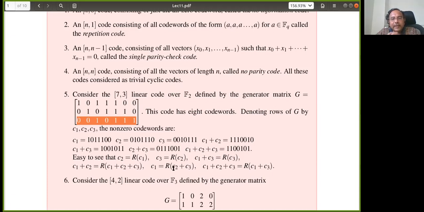So like that, everything is actually a code word. If I shift it, then that is also a code word. So it is a cyclic code. It's a non-trivial example of a cyclic code, right?